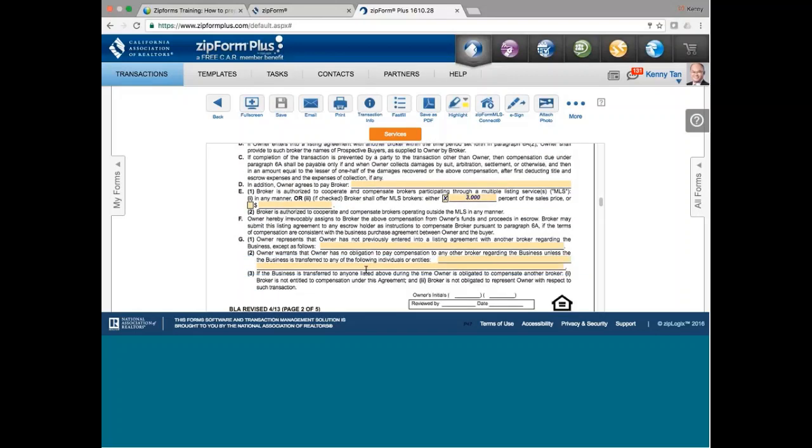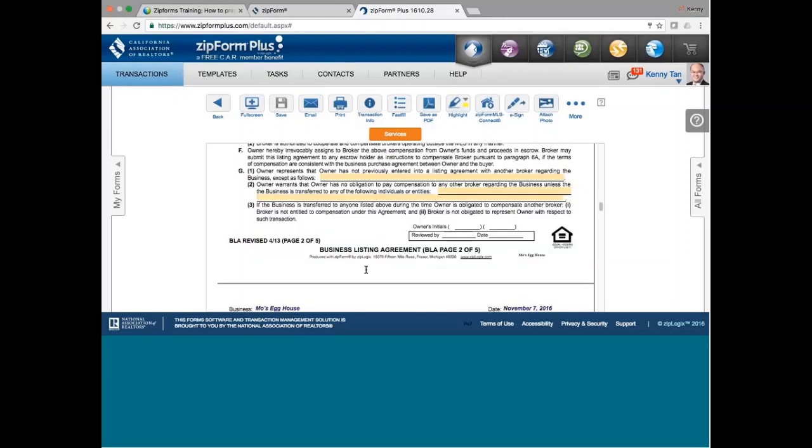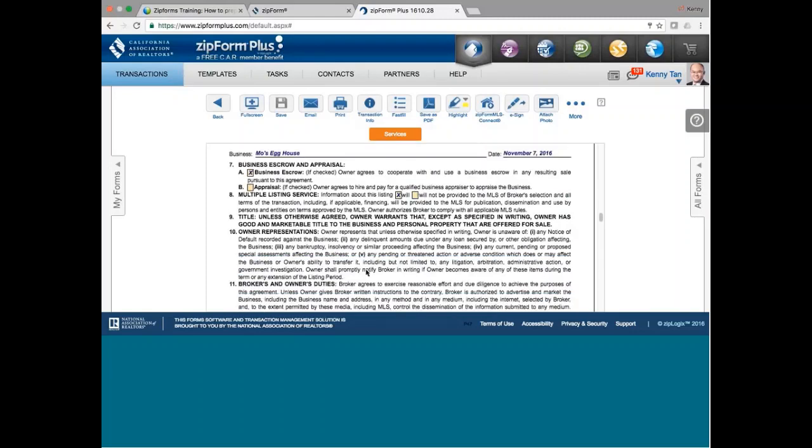I just use the CAR form because it's easy to use. I could have used something else, but I think the CAR form works okay, so I use the CAR form. Okay, I check business escrow, no need for appraisal, so I just skip appraisal. But sometimes, you may need to have an appraisal.